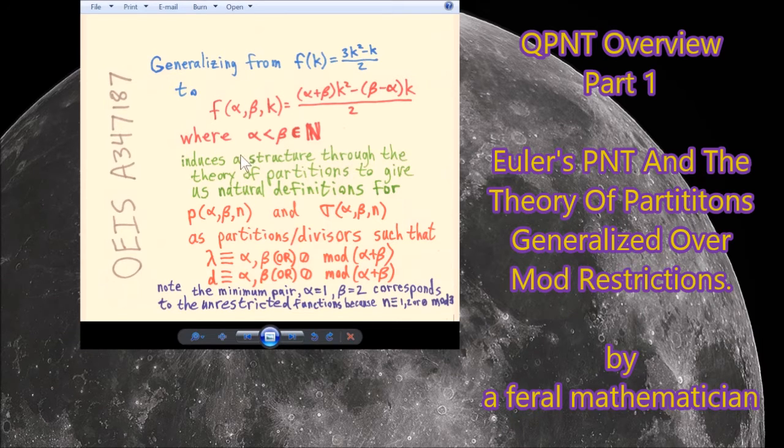This induces a structure throughout the theory of partitions to give us natural definitions for these functions: a restricted partitions function such that it is counting the number of partitions of n with all parts equivalent to either alpha, beta, or 0 mod alpha plus beta. And similarly, using standard recurrences, we get that sigma alpha beta of n is summing the divisors of n that are equivalent to either alpha, beta, or 0 mod alpha plus beta.